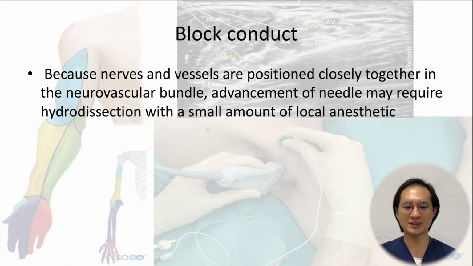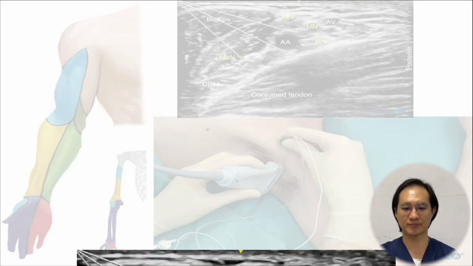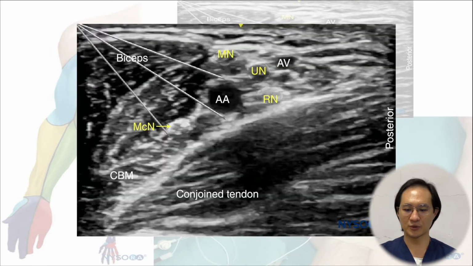Because the nerves and vessels are close together, the advancement of the needle may require hydrodissection with a small amount of saline or local anesthetic. This is a picture to illustrate how we do the block. Usually we put the needle around the axillary artery, two injections around the axillary artery, and another injection towards the musculocutaneous nerve.